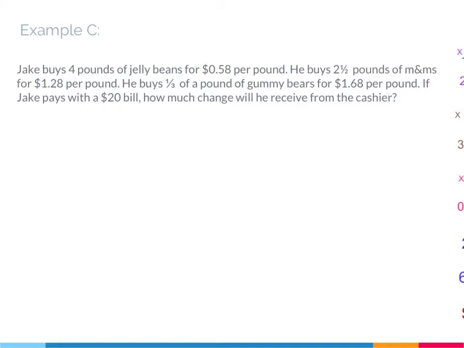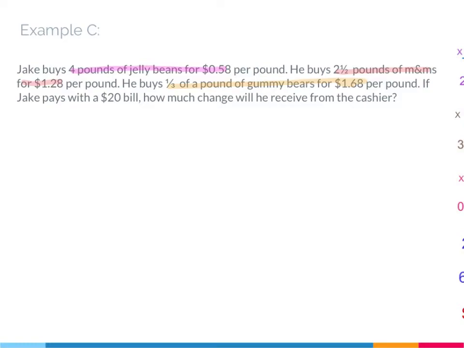So let's start with the pounds of jelly beans. Let's go through and highlight the parts of our problem that are going to be important for us to know. So 4 pounds of jelly beans is going to be 58 cents. That's important. 2.5 pounds of M&Ms is going to be $1.28. That's important. And a third of a pound of gummy bears is going to be $1.68. That's going to be important information.